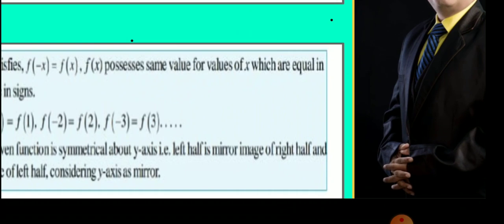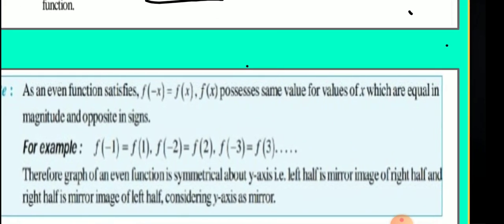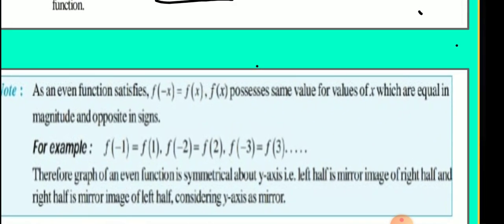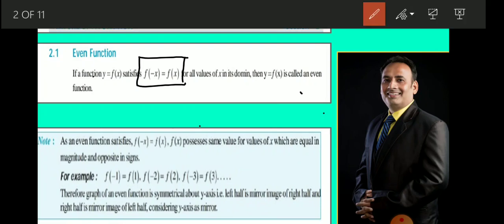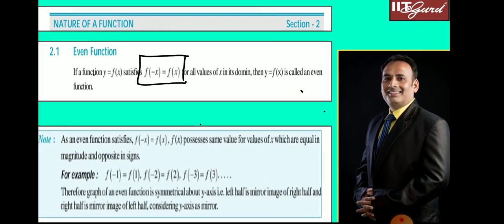satisfies f of minus x equal to f of x, and possesses the same values for x values which are equal in magnitude and opposite in sign. So, for example, f of minus 1 equal to f of 1, f of minus 2 equal to f of 2, f of minus 3 equal to f of 3, and so on. For any value of x, the negative and positive in the same domain give the same result, the same output, meaning the same range. So if you give any negative input, with the same positive, you will get the same result.